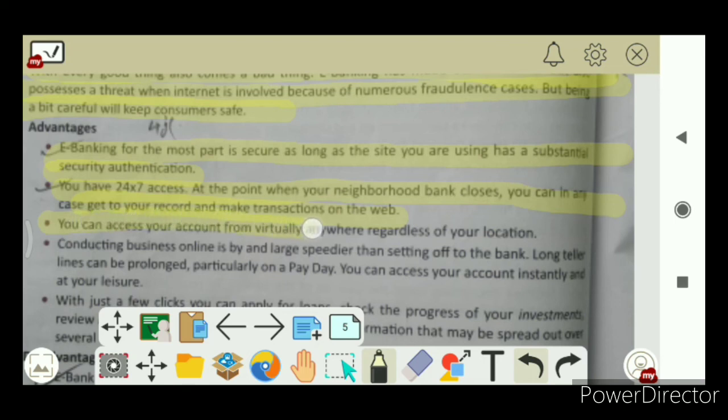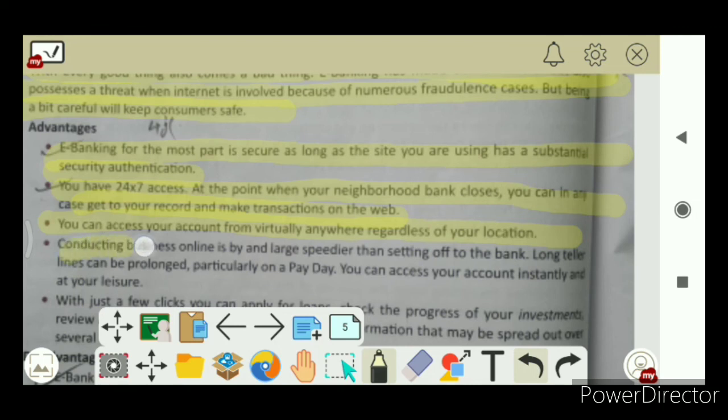You can access your account from virtually anywhere, regardless of your location. It means if you are not near your bank and there is no bank near you, if you are anywhere in the world, you can access your bank using the internet or the site of the bank.